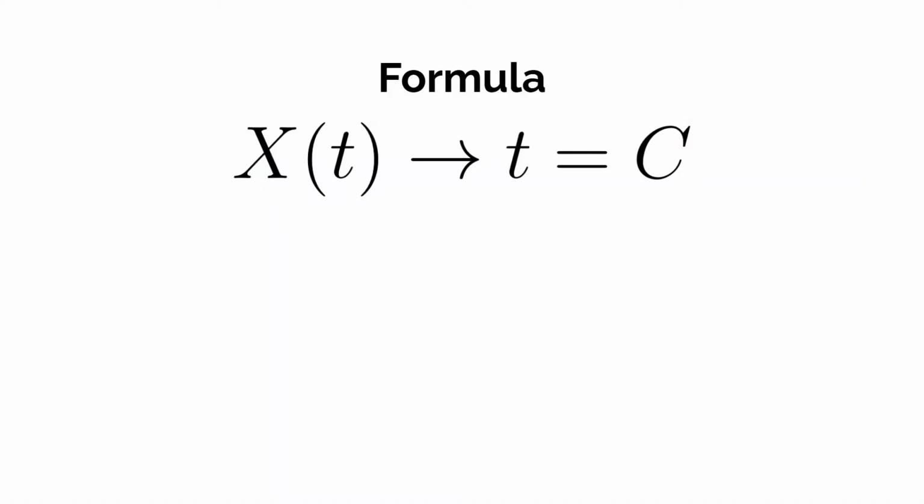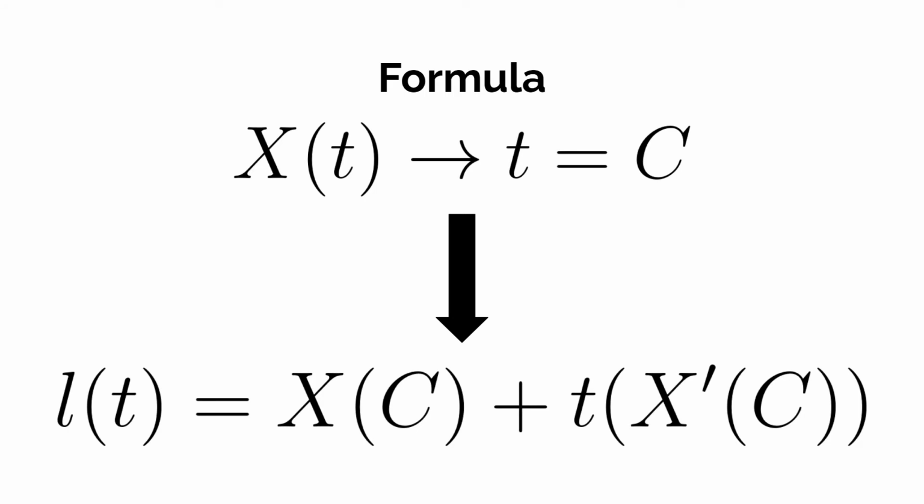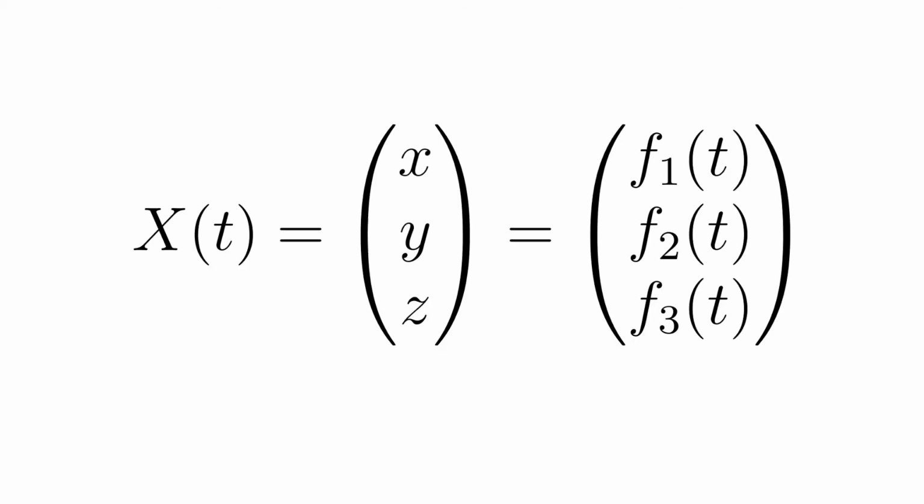So for this, we're going to define our function as a vector x of t, and each example will be of time t equaling a certain constant. And there is a formula to figure out the tangent for this. That particular formula will be the line L of t equals the function x of c plus t times x prime of c. X prime is basically the derivative function of x.